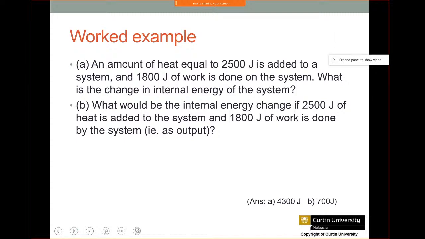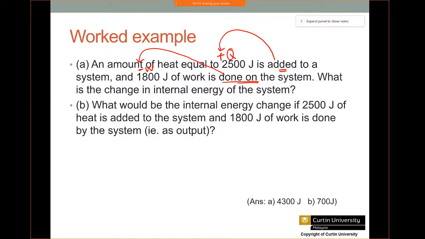Next, move on to our first law of thermodynamics. How is this first law of thermodynamics equation used? Check on the sign convention also. An amount of heat Q equal to 2005 joule is added to a system. Added means heat is being supplied, so it's positive Q. And 1008 joule of work is done on the system, which means it is negative work done. So what is the change in internal energy of the system?